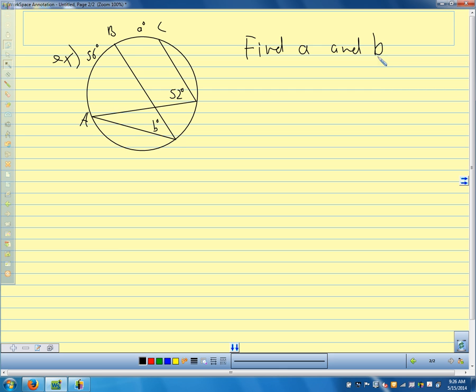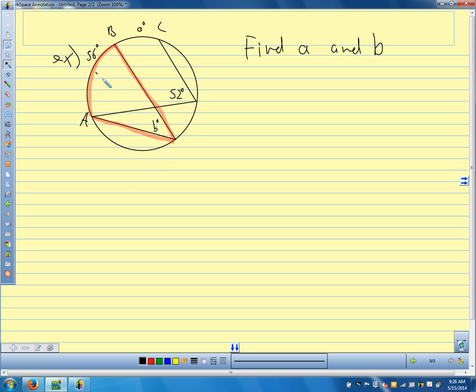All right, so what I recommend with circles, if you have them, use highlighters or colored pencils. So I'm going to highlight. The first thing that jumps out to me about this problem is I have an intercepted arc here, and it is related to this inscribed angle. So I have the inscribed angle and I have its intercepted arc. So we can figure out B really easily here.